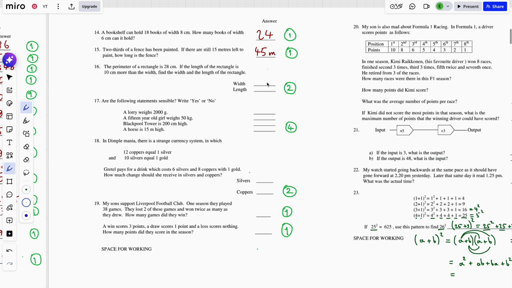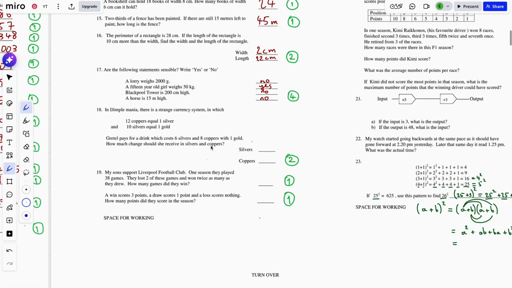Again, the unit is necessary. 16, the width should be 2 centimeters, and the length should be 12 centimeters. In 17, we have no, yes, no, and no. 18 should be 3 silvers and 4 coppers. 19 should be 24 here and 84 here.